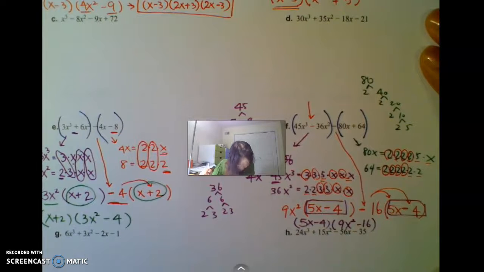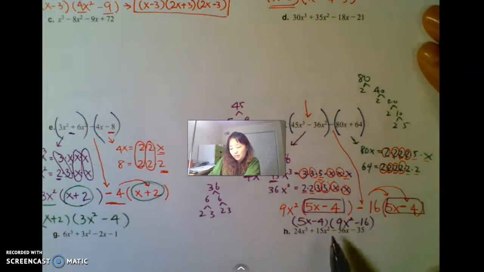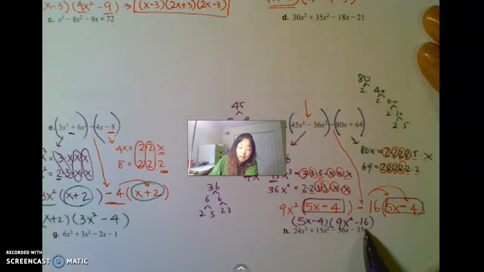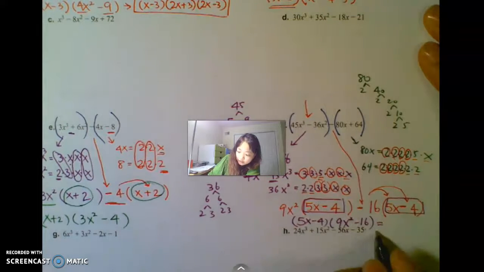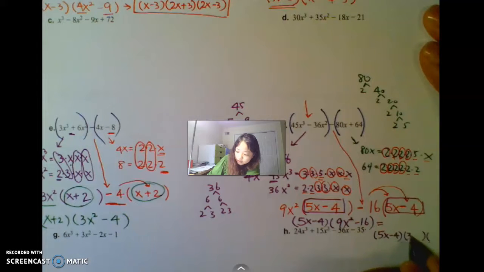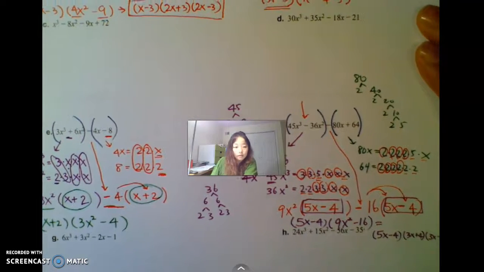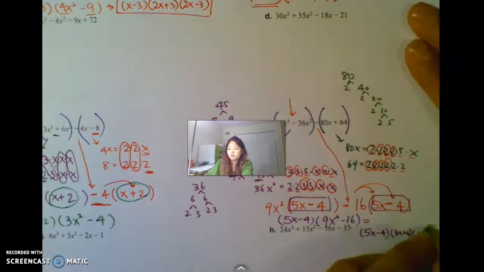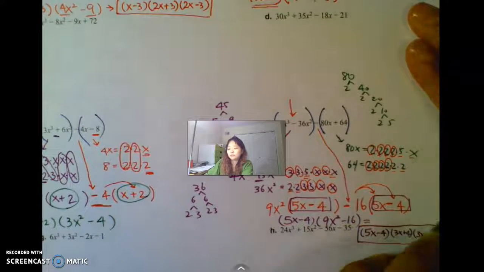Woo-hoo! I hope you notice that we can factor even more, because 9x squared is a perfect square of 3x, and 16 is 4 times 4. So the final answer will be this: 5x minus 4 stays. You stay. But 9x squared minus 16 becomes 3x plus 4 times 3x minus 4. So another tricky one hidden right there.